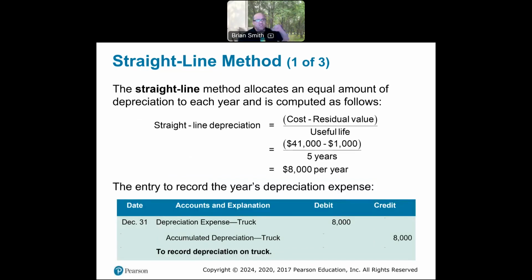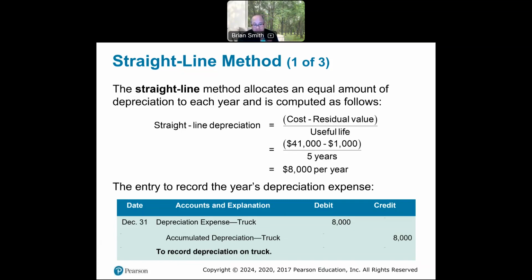Now, if I say salvage value, that's the same thing as residual value. Some people call it residual, some people call it salvage. Means the same thing. It's like saying tomatoes, tomatoes, or potatoes, potatoes. It's the same thing, just a different way of saying it. So after doing this calculation, taking the cost minus the salvage value, dividing it by that useful life, this truck's going to have an 8-year depreciation expense going through it.